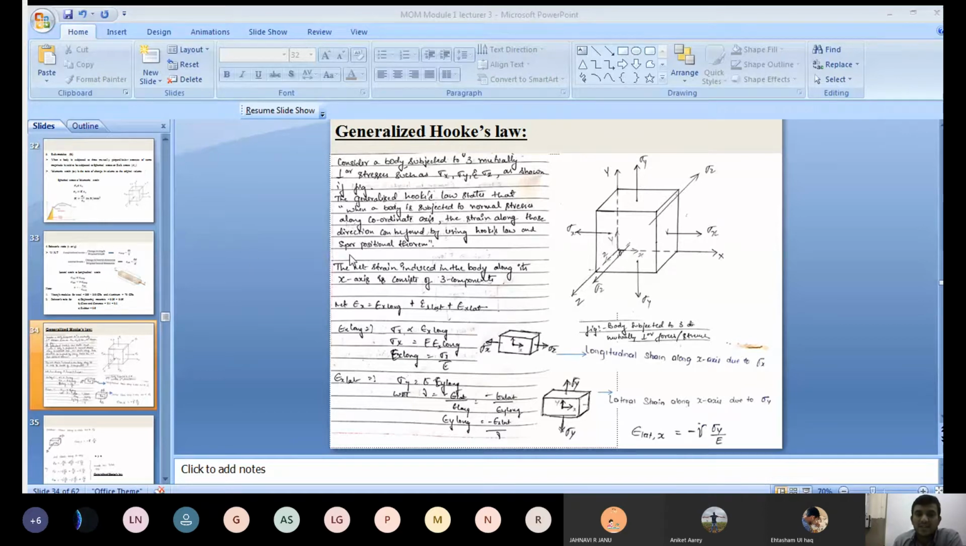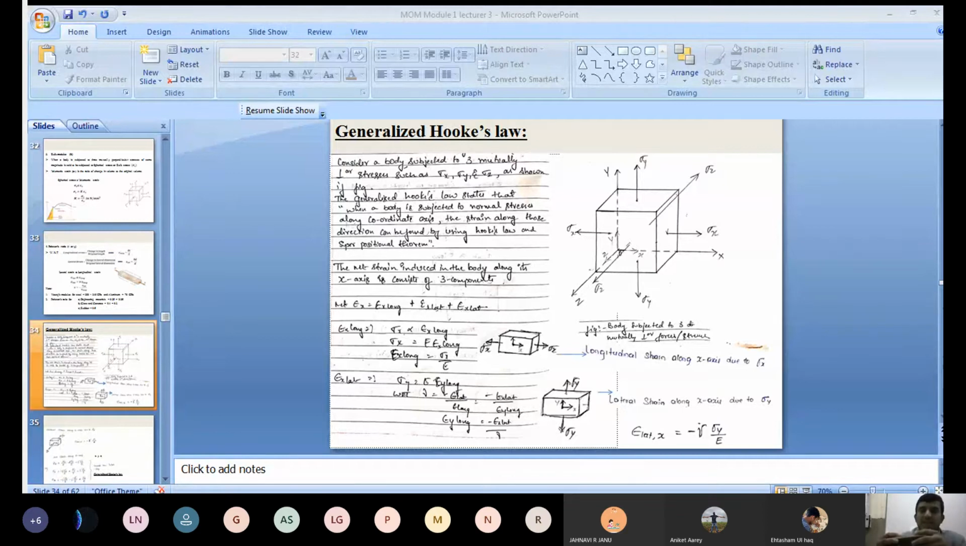First, I'll consider the x-axis. Now, it consists of 3 components. Consider a cube here. The cube is subject to a normal stress along the x-axis, normal stress along the y-axis, and normal stress along the z-axis also. First, I want to determine what is the total strain induced along the x-axis.